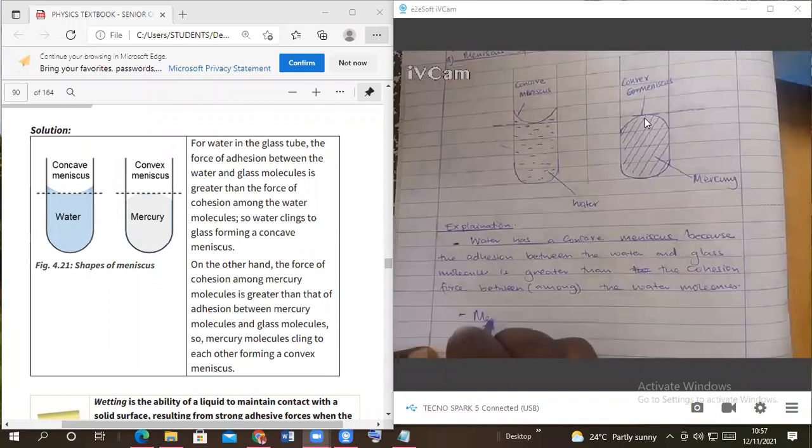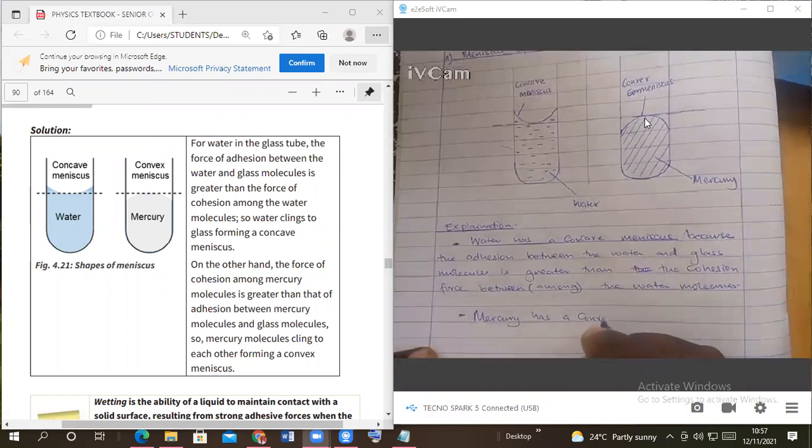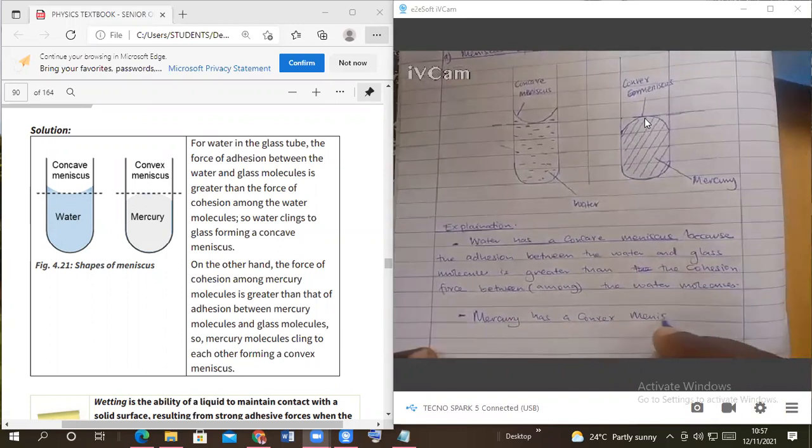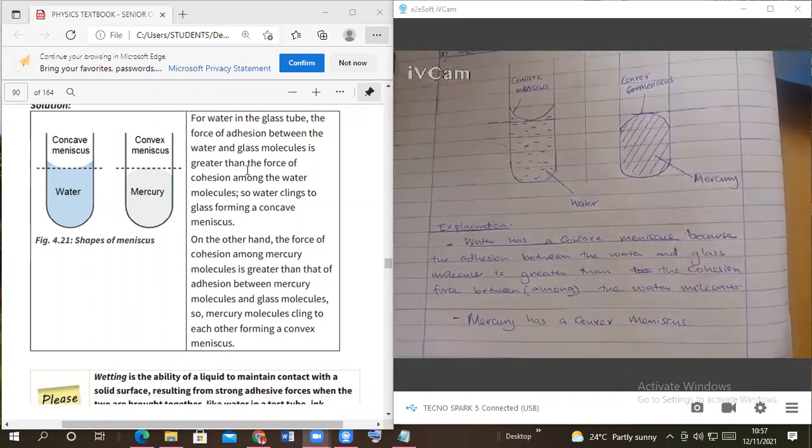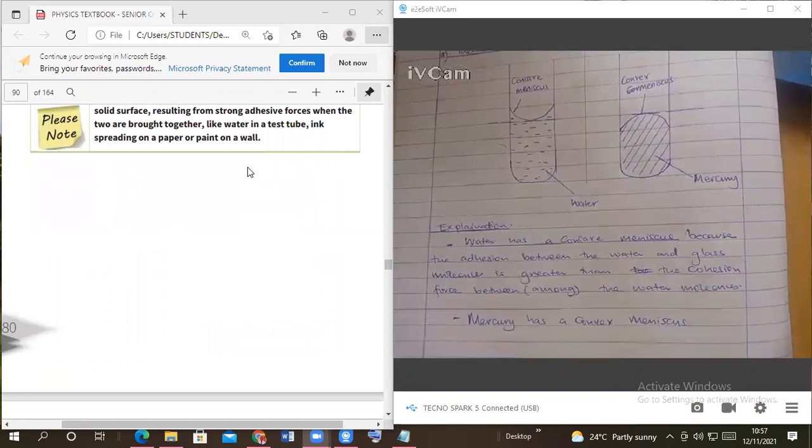So mercury has a convex meniscus. Who can give me the reason? Why does it have a convex meniscus, mercury? Mercury has a convex meniscus because the cohesion force between the mercury molecules is greater than the glass tube molecules.